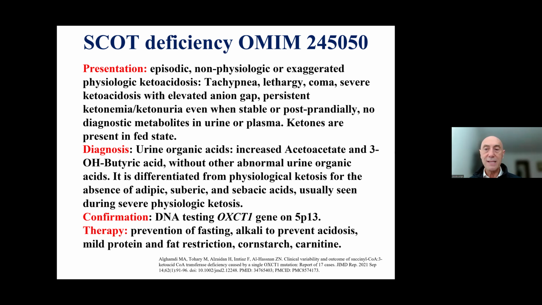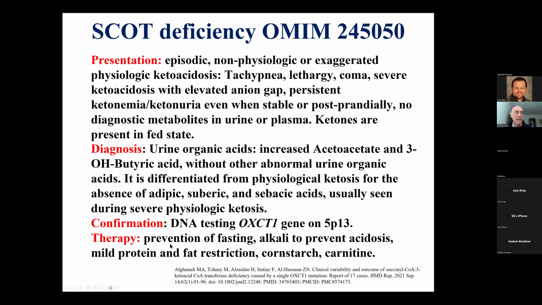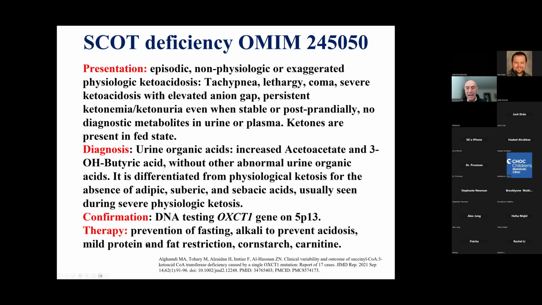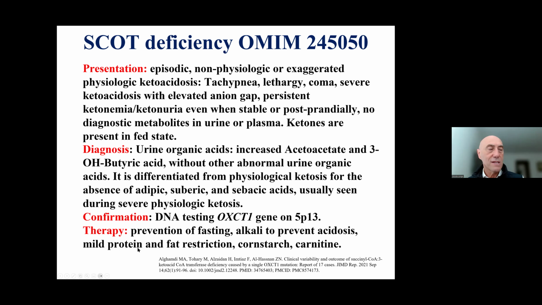So the ketones here are present in the fed state. The diagnosis is made by urine organic acid. Again, you have increased acetoacetate and 3-hydroxybutyric acid without other abnormal urine organic acids. It is differentiated from physiological ketosis by the fact that you don't have elevated dicarboxylic organic acids in the urine. The diagnosis is by DNA testing. We used to be able to obtain enzyme assays, but this is no longer offered by any lab in the United States. The therapy is prevention of fasting. You give alkali chronically to prevent acidosis. You give a mild protein and fat restriction, cornstarch and corn.